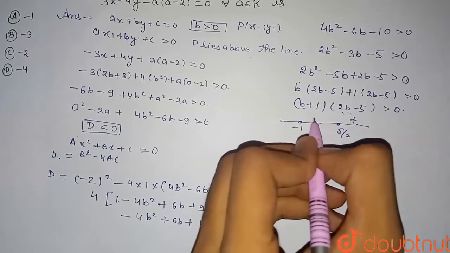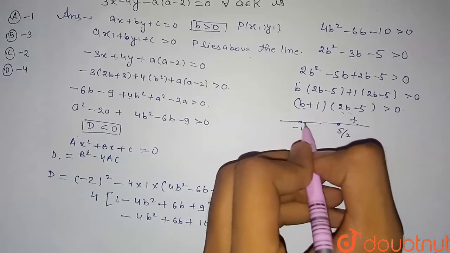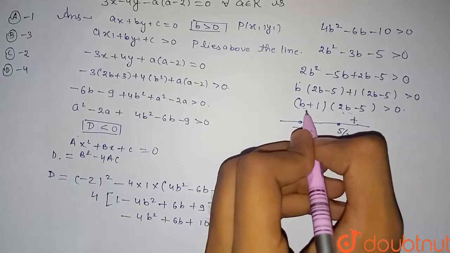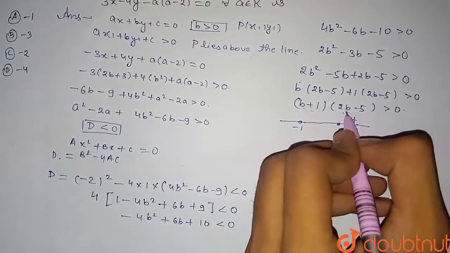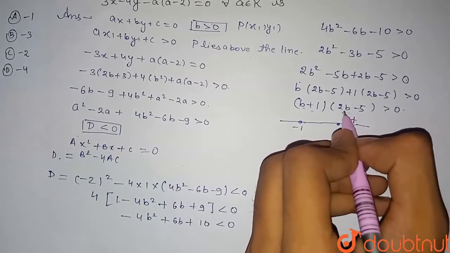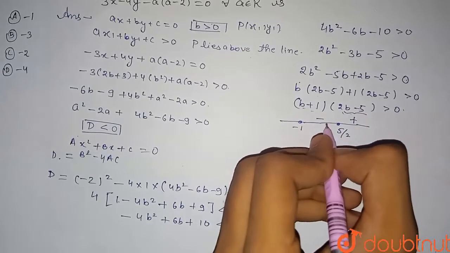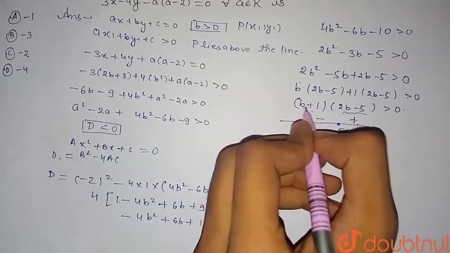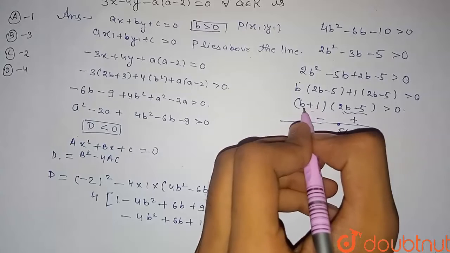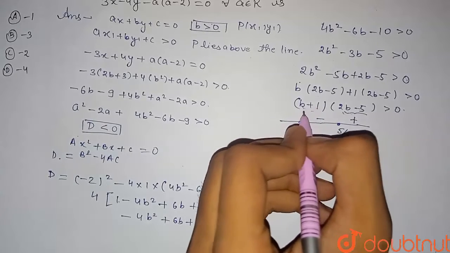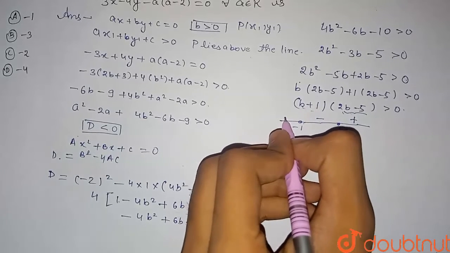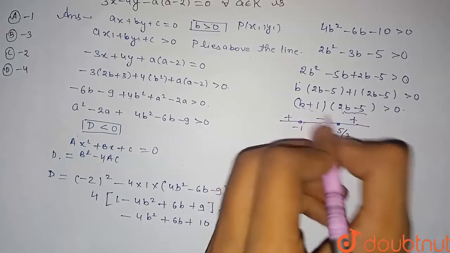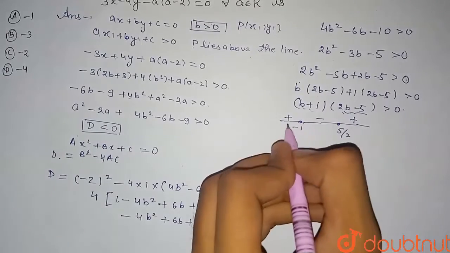So here will be a plus sign, that is after the value of 5 by 2, this inequality will be positive. Similarly, if we substitute a value between these two critical points, this bracket will be positive because after minus 1 this will be positive. But here, this bracket must be negative because after 5 by 2 it is only positive. So between these values, the inequality will be negative. And similarly, if b is less than minus 1, then both brackets will be negative, and after multiplication the result is positive.